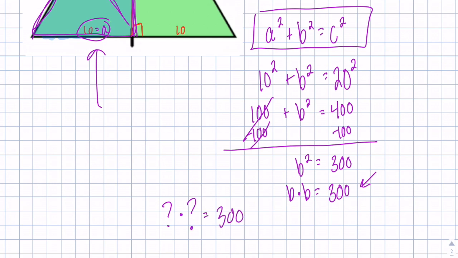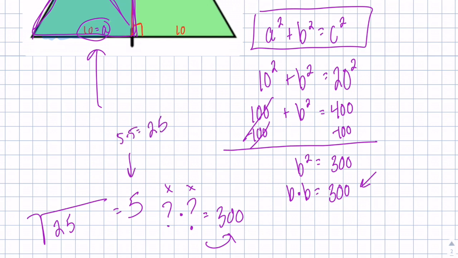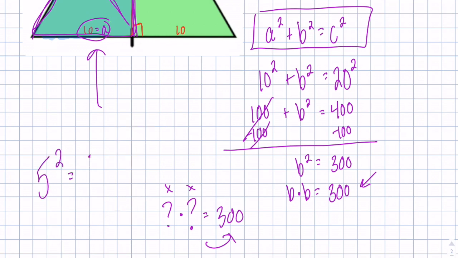Okay, do you guys know how to find what thing times what thing makes a certain amount? The opposite of squaring a number is actually what's called the square root. Okay, it looks like this symbol. Square root of 25 equals 5, because 5 times 5 is 25. Okay, does that make sense? Let me see if I can try that again. So 5 squared is the same as 5 times 5, which is equal to 25.